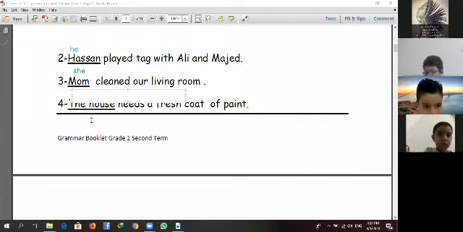So the house over here is the name of a place. If I'm gonna throw the word the house, what am I gonna put next to it? What's the pronoun that I'm gonna put next to it?